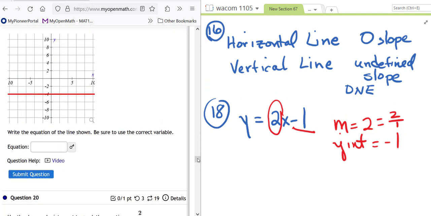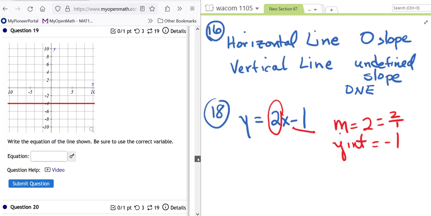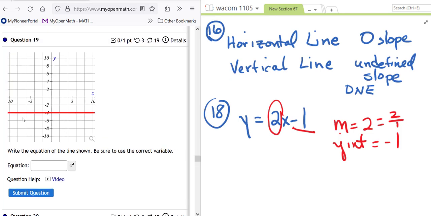Right, this one is asking you to write the equation of the line. It is the horizontal one, and that would be y equals, and this is -4. So y equals -4. So that way you know how to do it when you do your homework.